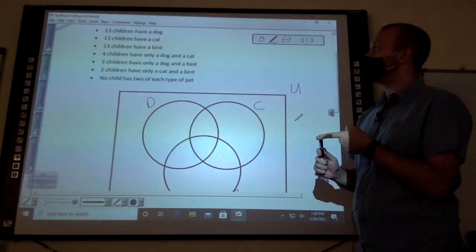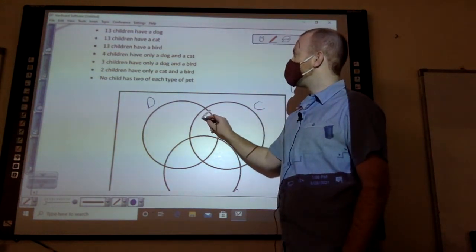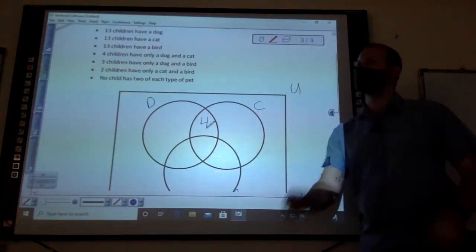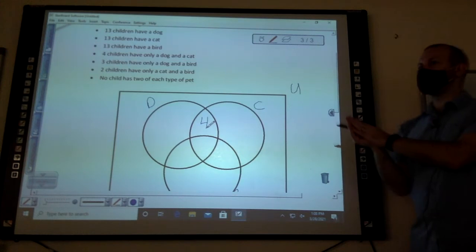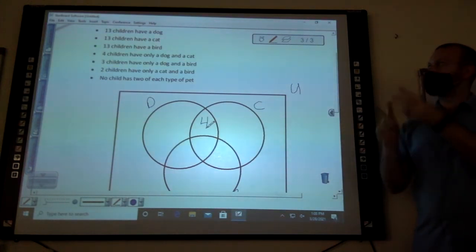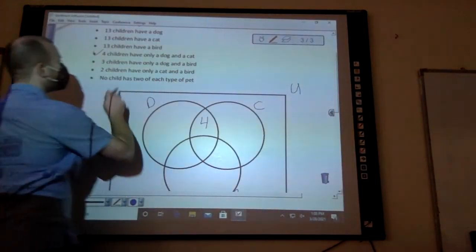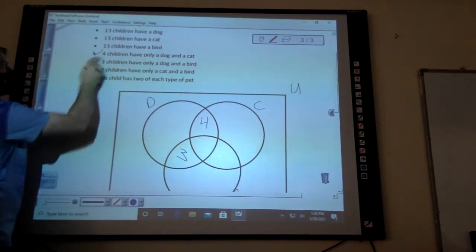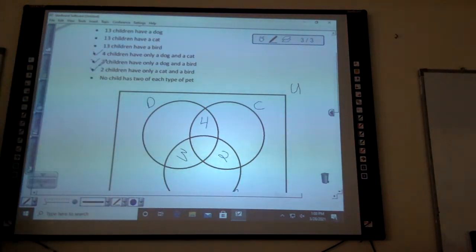Four children have only a cat and a dog, and not a bird. So this goes here. I can use that. Notice because it says four children have only a dog and a cat. That means they have a cat and a dog, but no bird. So I can put that one in. That one's nice. Three children have only a dog and a bird. So it's there. Two have only a cat and a bird. This is looking nice. I have three sections already filled in.